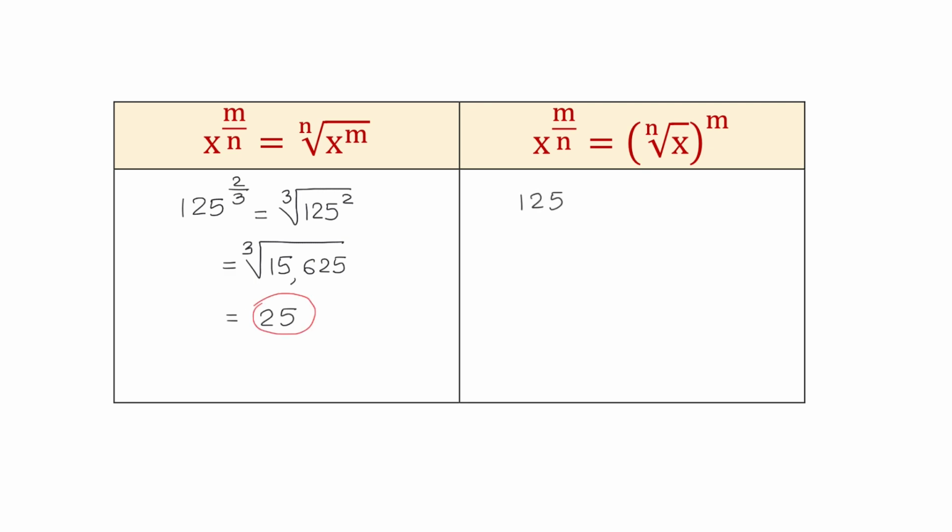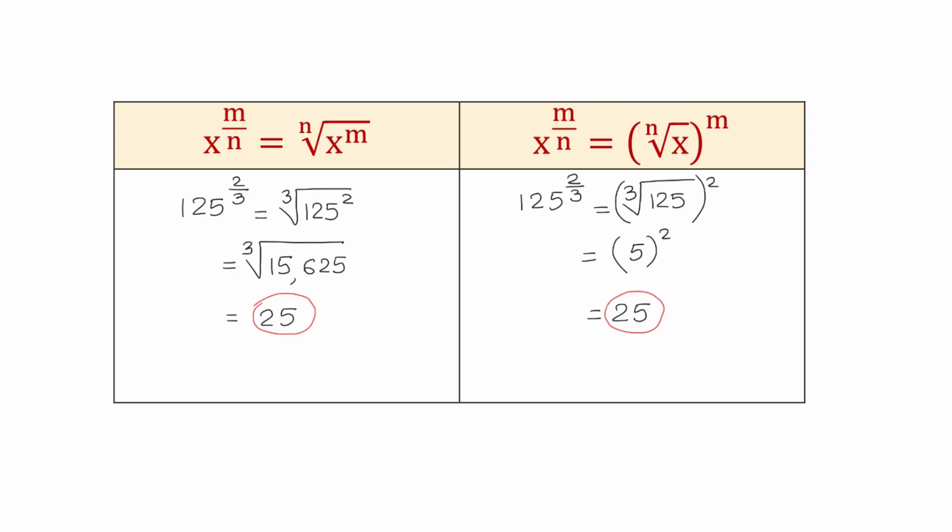Now let's write this expression one more time. So 125 to the power of 2 over 3. In the second case, we will start the radical with the cube root of 125, and we will move the exponent 2 outside the parentheses. Then inside we get to work with smaller numbers, and the cube root of 125 is 5, and 5 squared is 25. So as you see here, in the second case, we got to work with smaller numbers.